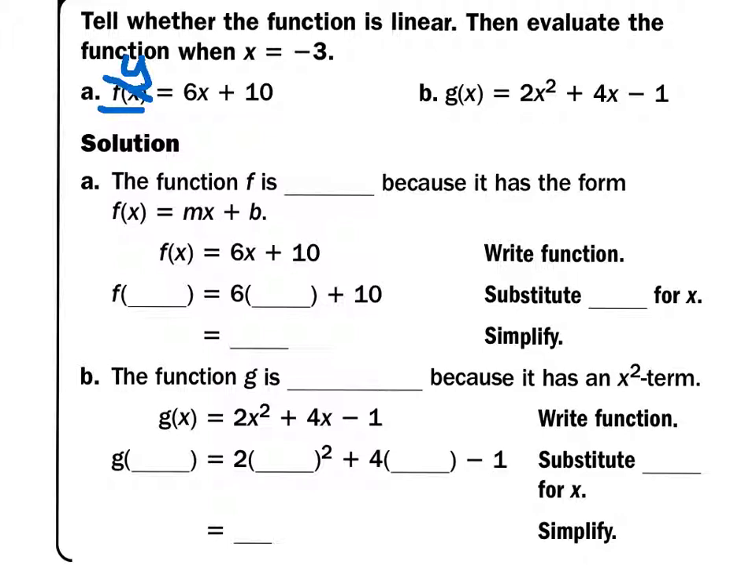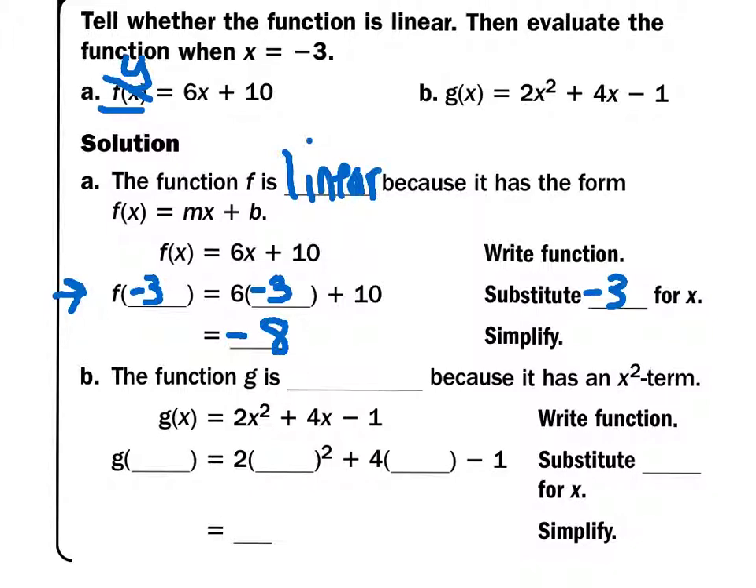So is this a line? Yes, because we have a plain x value. So it is linear. Now we're going to evaluate it when x is -3. So keeping the function notation down here, I'm going to say the function at -3 equals 6 times -3 plus 10. And that's -18 plus 10, which would be -8. So I'm going to substitute -3 in for x.